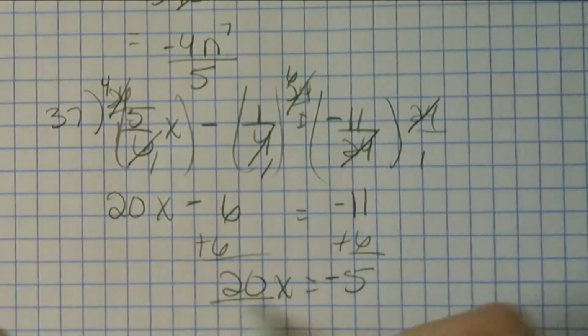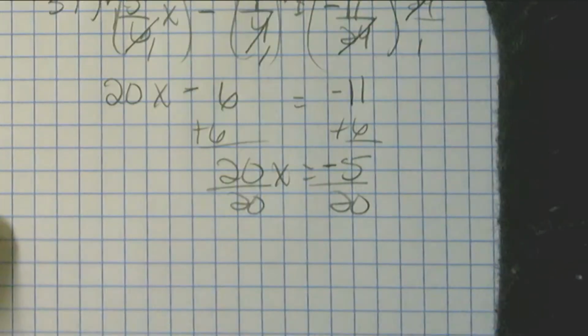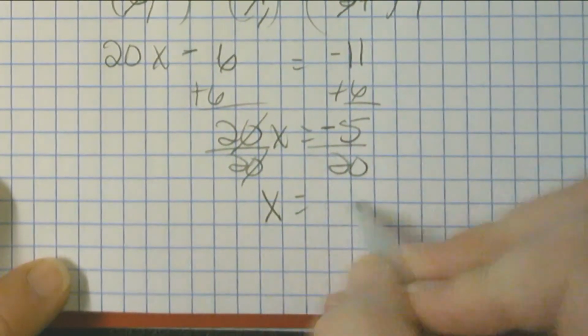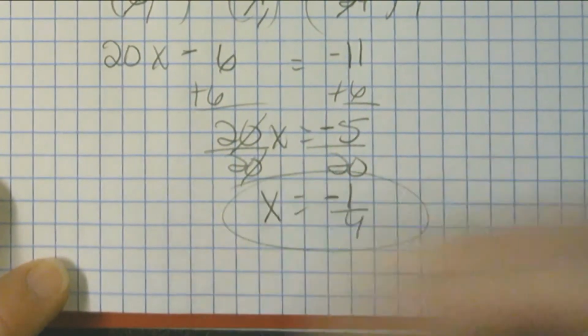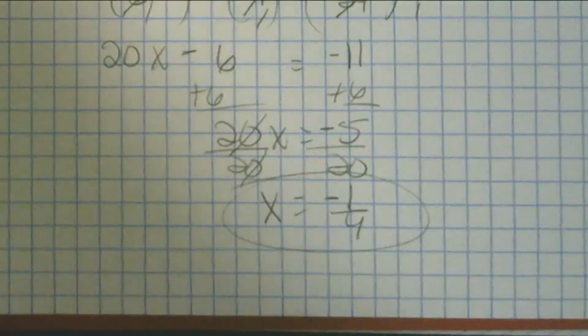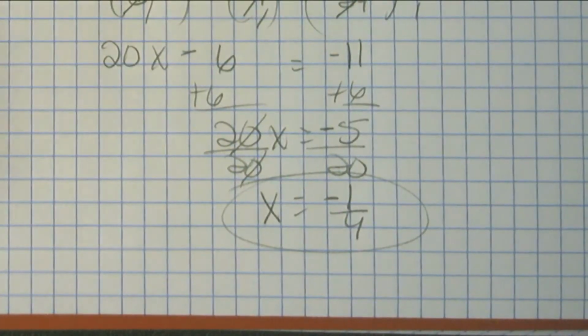Now I'm going to divide each side by 20, because I now have a one-step equation there. So I have 20x is equal to negative 5. Divide each side by 20. I get x is equal to a negative 1/4, because negative 5 divided by 20, I can divide out a common factor of 5. Questions on that one? Yes.